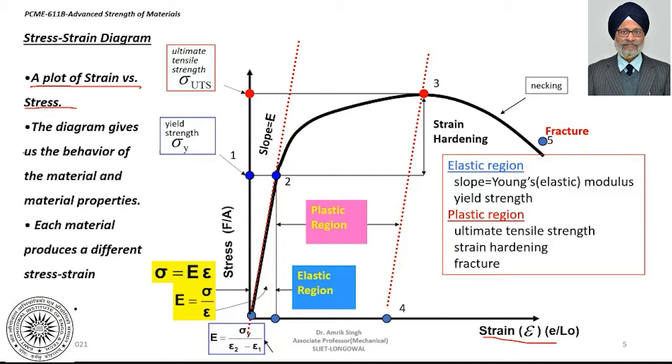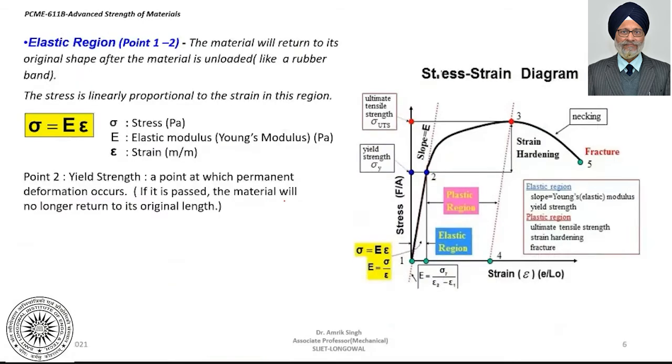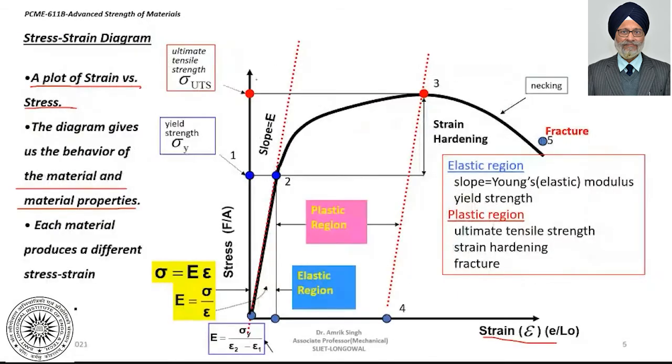So this diagram gives us the behavior of the material and the material property. So it is very important. Each material produces a different kind of stress strain diagram. So we will study this diagram. First of all, if we see the previous region, we have marked regions 1 to 2, 2 to 3, and 3 to 5. Then 3 to 4 here. So we will try to understand what these regions are.